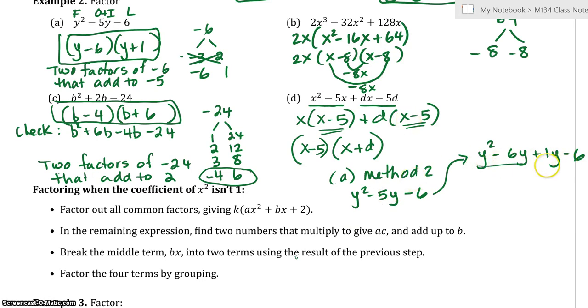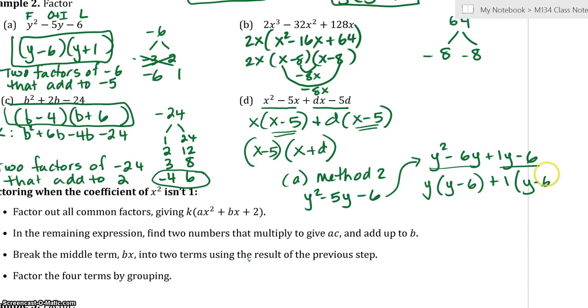We can break this up into 2. Say what's common here is a y. What's left over is a y minus 6. Put a plus here. Nothing's common. When nothing's common, I'm just going to put a 1. And what's left over is a y minus 6.